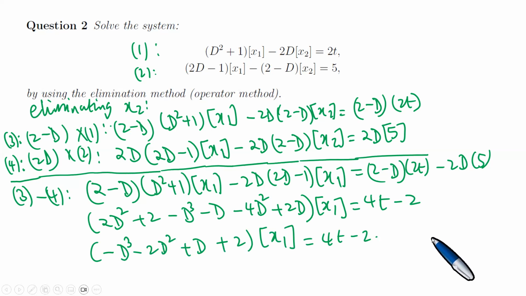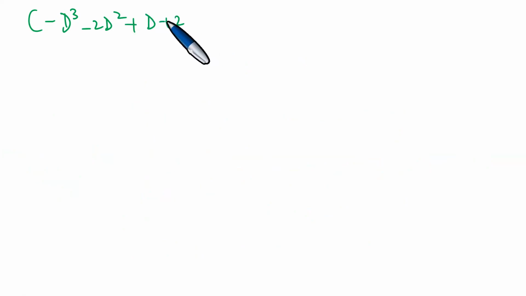Now let's write this one on the next page, which is minus d cubed minus 2d squared plus d plus 2 operating on x1 equals 4t minus 2. Taken from the other side, it is actually minus d cubed. We're just learning how to solve this. Minus 2d squared plus d plus 2 is operating on x1, which is equal to 4t minus 2.